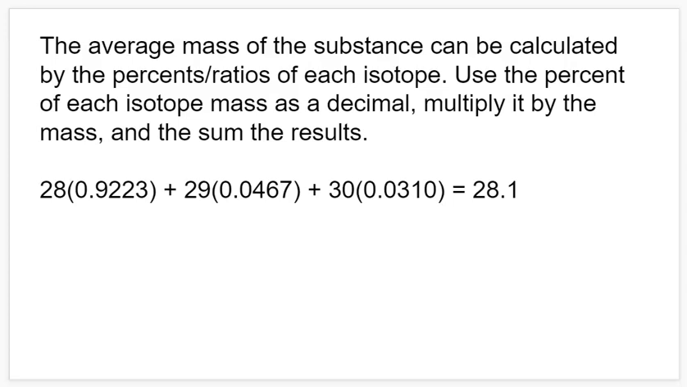But we can calculate what that number actually is by using the weighted average method of taking each of the data points, so 28, 29, and 30, and multiplying them by their percents as decimals. So the one that was 92.23%, we multiply by 0.9223. The one that was 4%, we multiply by 0.0467. If you're confused about how to get the decimal, just take that percent and divide it by 100, and that will give you the decimal form of the percent. And then we add all of these together. So the sum of these three data points ends up giving us 28.1, and that is closest to the actual average mass of silicon that we see on the periodic table.